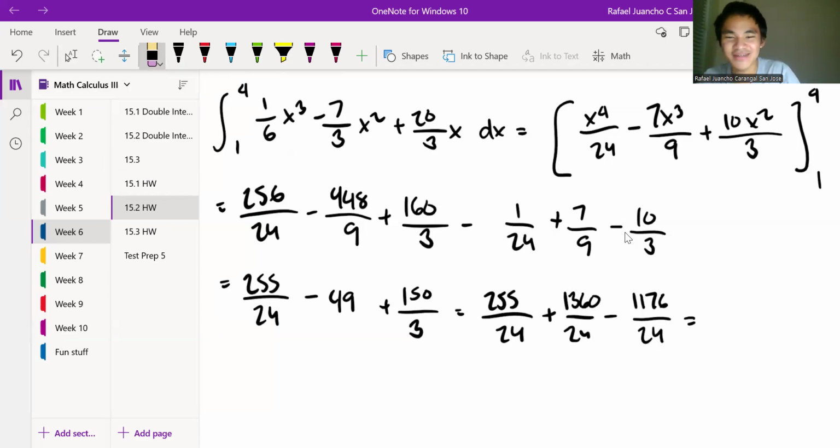And then from here, okay, that's this value. And then this one is just a positive 8, 150 times 8. 1200. Let me try. Am I doing it correctly now? 279 over 24. Now can I simplify this thing? Finally!